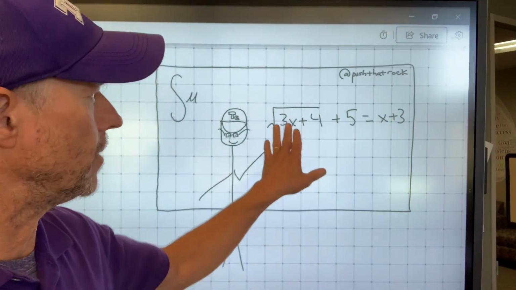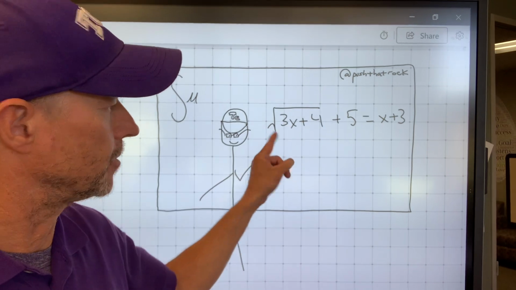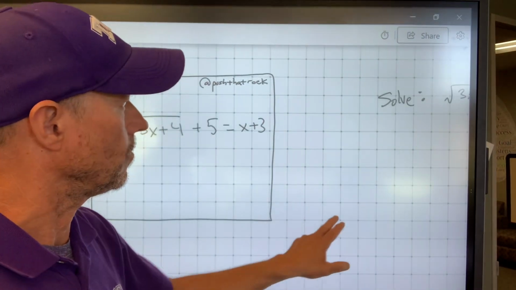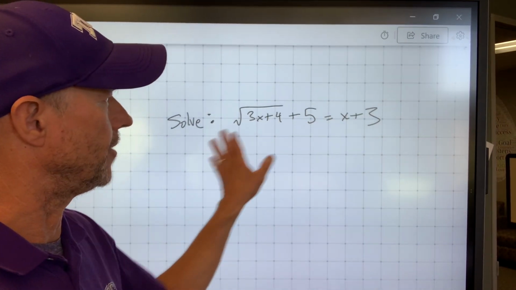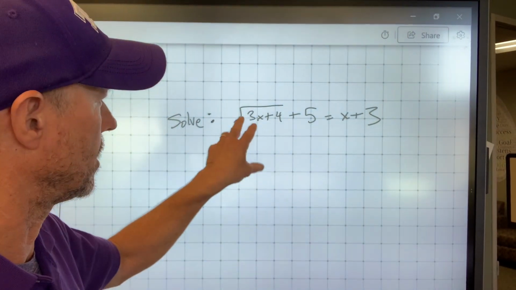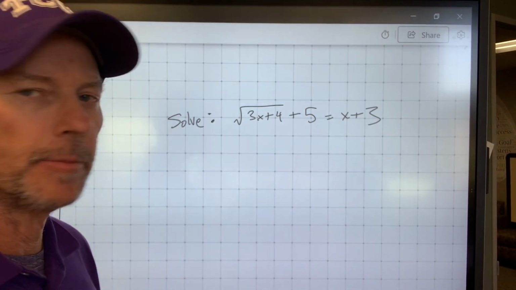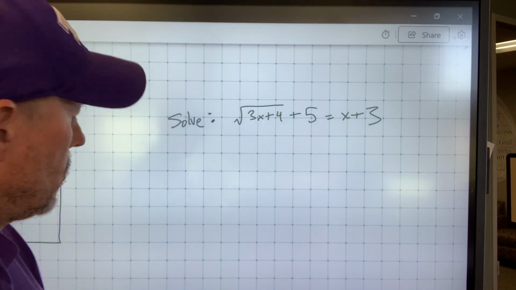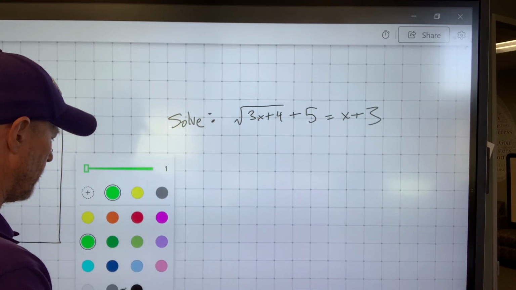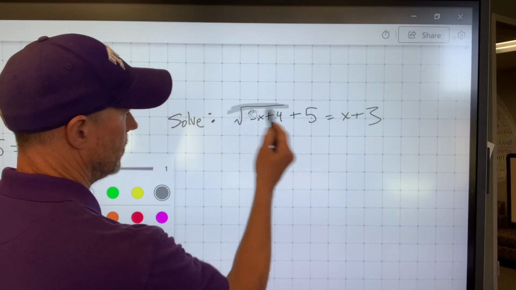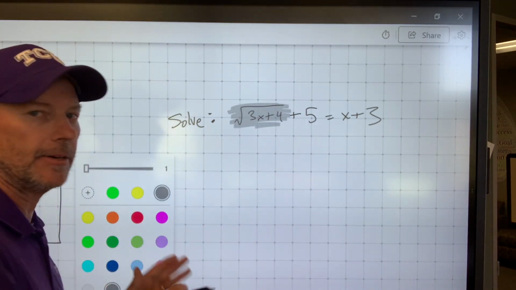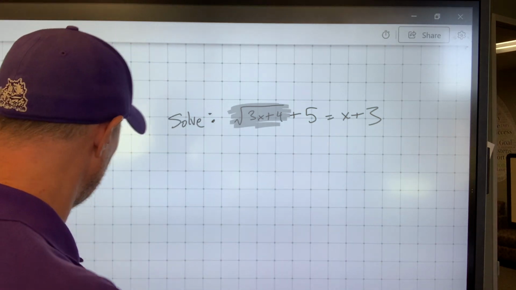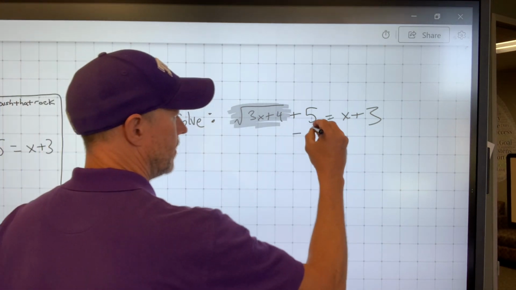Let's solve some equations with radicals in them, specifically square roots. Here we have a fairly simple equation, but it has this square root in the middle of it, and we want to be able to solve this equation. What we're going to do is do our best to isolate this radical. We're going to get it by itself. To get that by itself, we subtract a 5 from both sides. So I'll subtract 5.